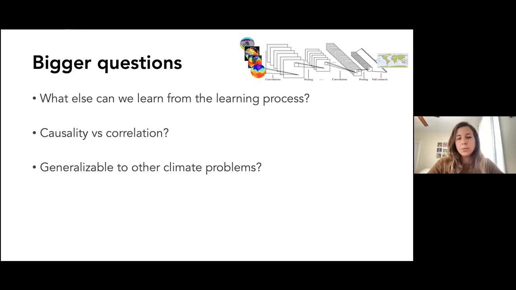And finally, will this method be generalizable to other climate problems? All this is really doing is linking two types of measurements that we know are related to each other physically, but there are many different kinds of data of this sort. So possibly this could be generalizable in that sense.